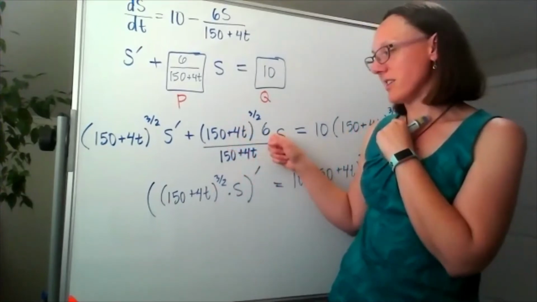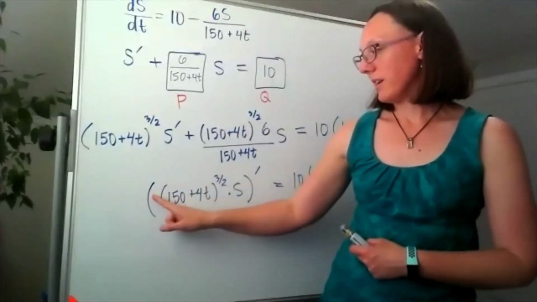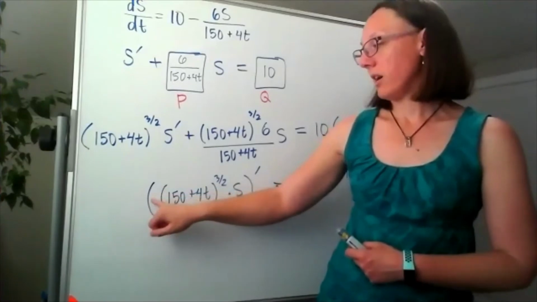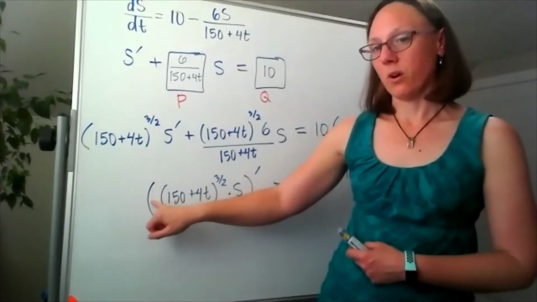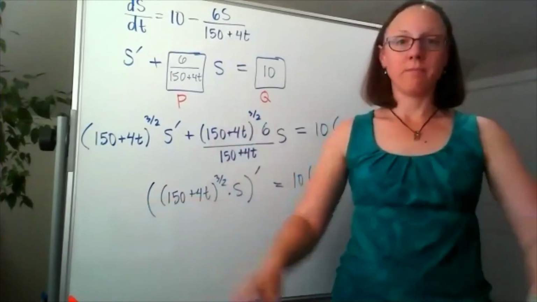So the only question is the 6, right? So I'd have that 3 halves multiplied down in front, but then chain rule would pop out another 4. So I'd have 3 halves times 4, which would give me 12. Divided by 2, I'd get 6. So it worked.